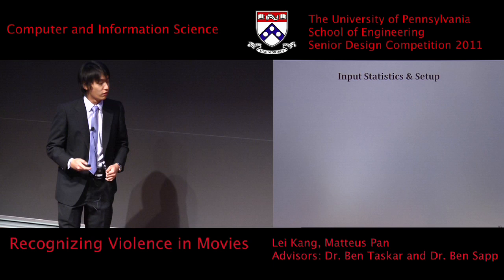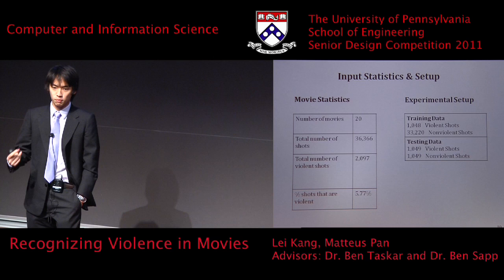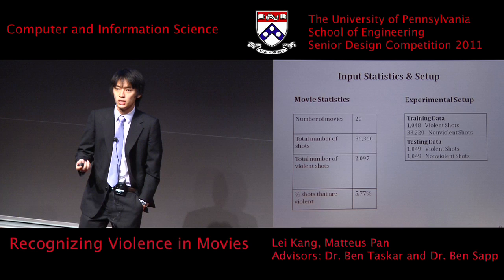So just a little bit more information. We worked with 20 movies that correspond to 36,000 shots, of which about 6% are actually violent. And when we built this experiment to test the accuracy of our system, we worked with a set of about 1,000 violent and nonviolent shots and used everything else to build a model.